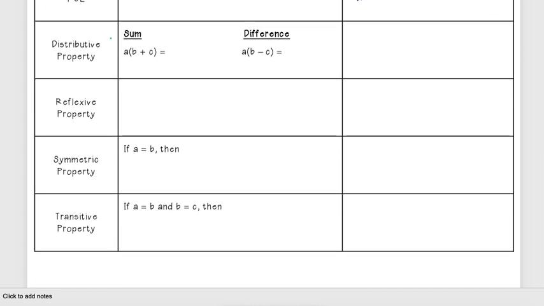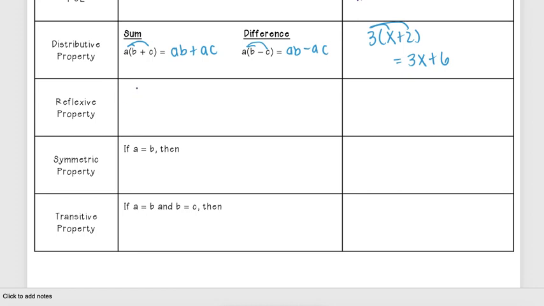Distributive property, that one says I can distribute that A, so this will equal AB plus AC, and this one will equal AB minus AC. So for example, if I had 3 times x plus 2, I could distribute that 3, and that would become 3x plus 6. I just multiply it.